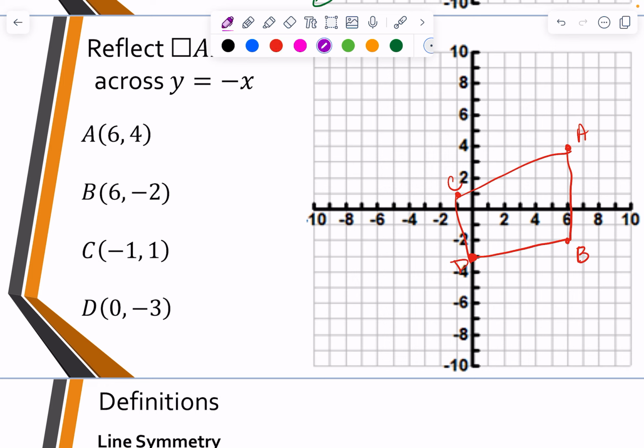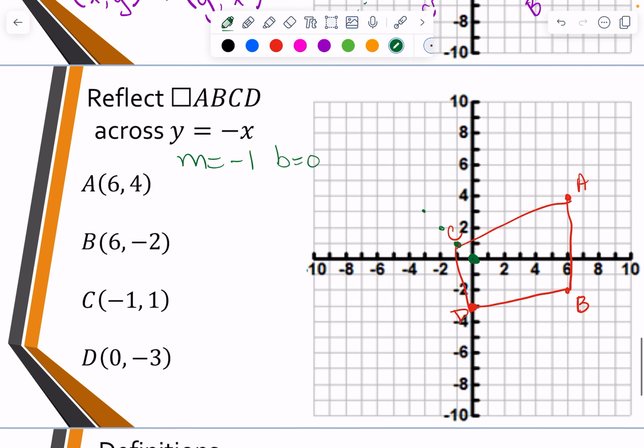This time, we want to reflect that over the line y equals negative x. So that would be a negative 1 slope with a y-intercept of 0. So I start there. I'm going to go up 1, left 1, up 1, left 1, like that. And then I'm going to come down through there, get my line of reflection. So now when we look at it, let's start with C. C would probably be the easiest. It's on that line of reflection. So C and C prime would be the exact same value, negative 1, 1.